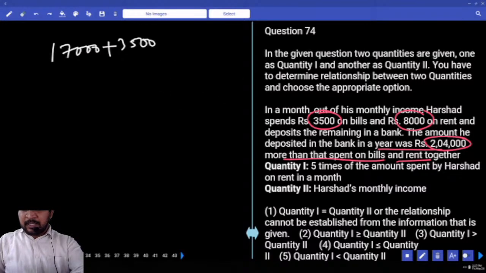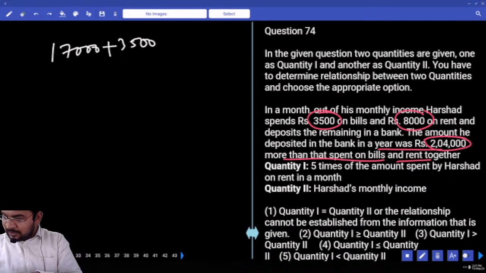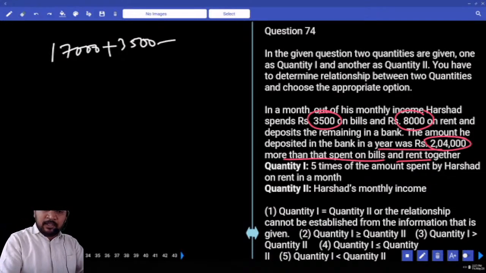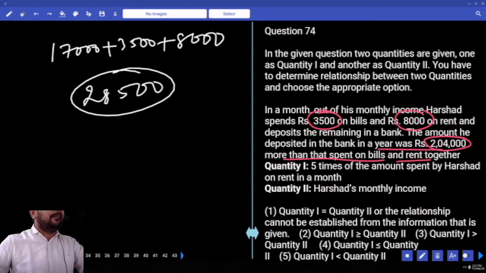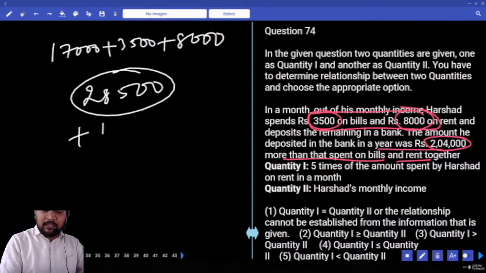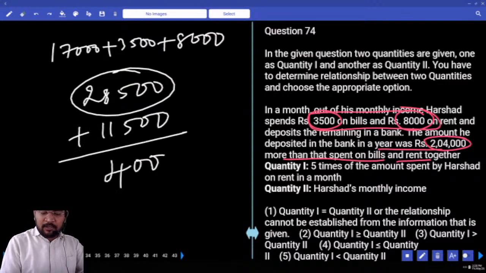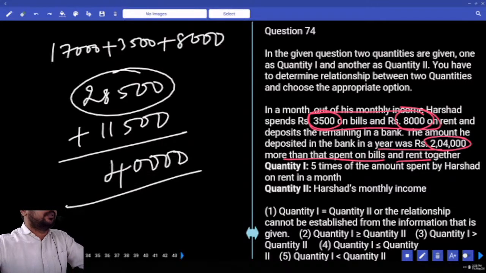17,000 plus 3,500 plus how much, Nana? Rent is also there, right? That is 8,000. Then how much is the total? 28,000. These 28,500 they deposited in the bank after spending these expenditures. Yes or no? Again you have to add 11,500. So total monthly income is what? Monthly income is 40,000.